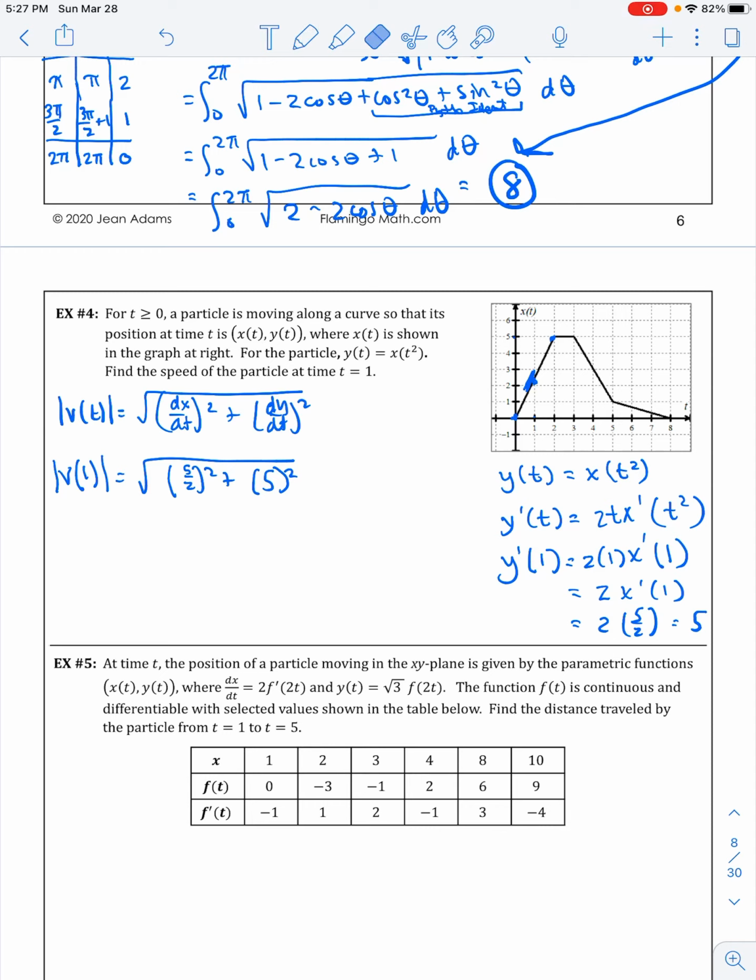So for this one, I am 5 squared. Oops, I don't have an integral. And so this is going to be the square root of 25/4 plus 25. So if I wanted to change these into fourths, I would multiply this by 4/4, and this would give me 100/4. So this is the square root of 125/4.